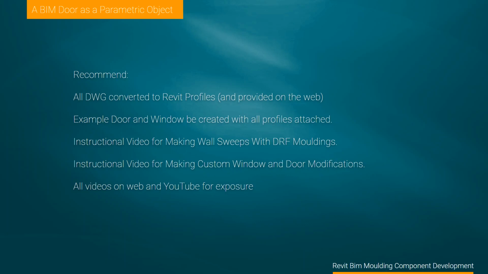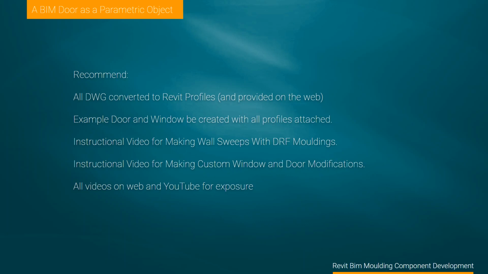All the DWGs that you have could be converted to Revit profiles and provided on the web directly associated with the profile itself. That should be in every location. It should be very clear to anyone who visits the site that these profiles are available. They shouldn't have to dig for them. There really shouldn't be a secret. Example door and window, that's a place where they would find that to be useful and engaging, so to speak, if they could find a unique shape and then have it readily available without having to do any work with it.